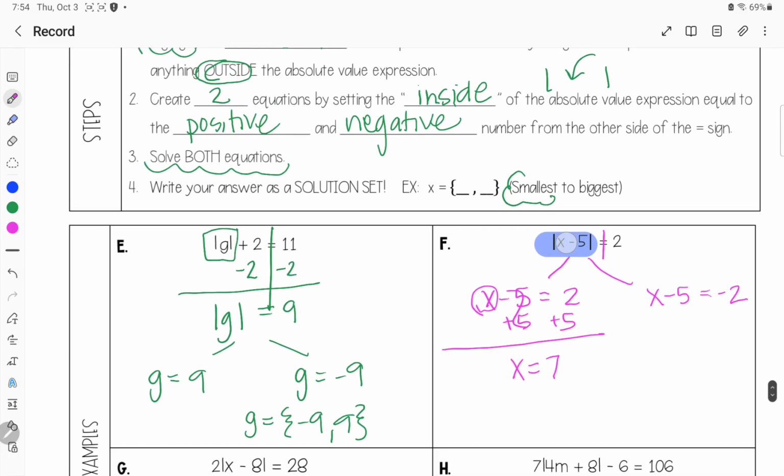So if I put 7 in here, 7 minus 5 is 2, and the absolute value of 2 is 2. Or in this case, I would add 5, leaving me with x equals 3. Again, if I put 3 in here, 3 minus 5 is -2, but the absolute value of -2 is +2. So we would say our solution set is x equals, smallest to greatest, 3 and 7.